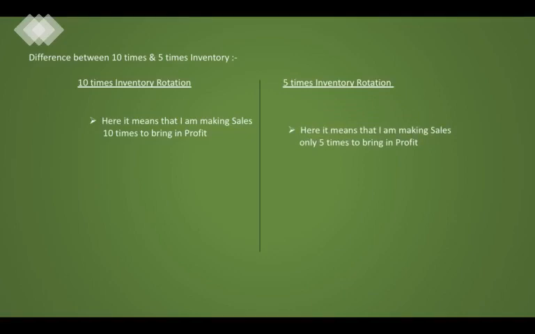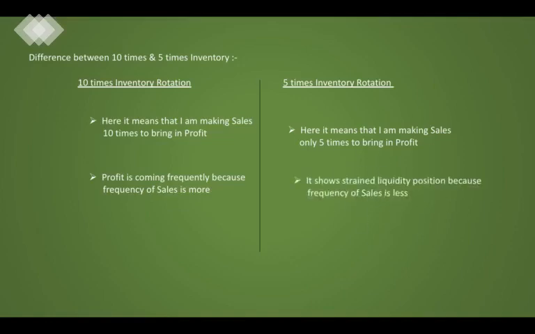So it means that under 10 times inventory rotation, profit is coming frequently because sales are more. Because our sales are higher, the profit will be higher. But in the case of 5 times inventory, it shows strained liquidity position because frequency of sales is less. You got my point? So what is the conclusion we can make here?